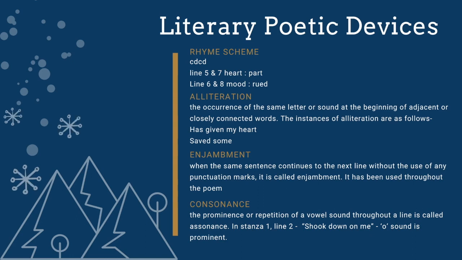Then consonance. In the first stanza, it was assonance, repetition of a vowel sound. Now here it is consonance, repetition of a consonant sound throughout a line. Now in this, if you see, of a day I had rued. Day, had, rued. D sound has been repeated again. And so that is why you have consonance.